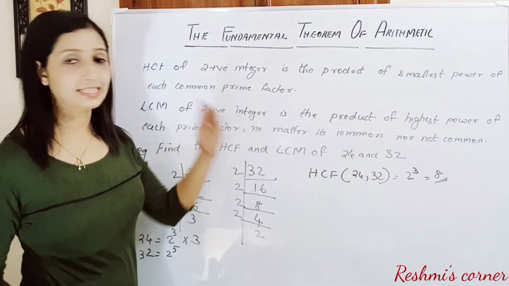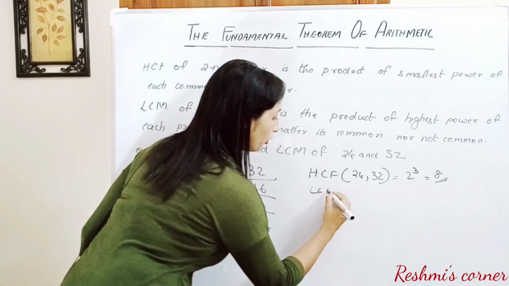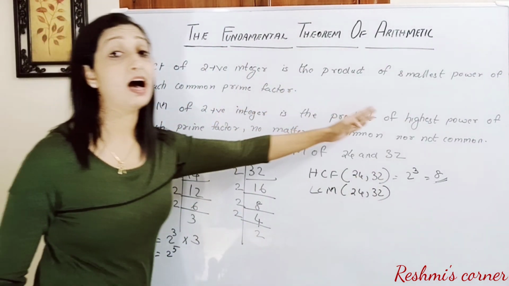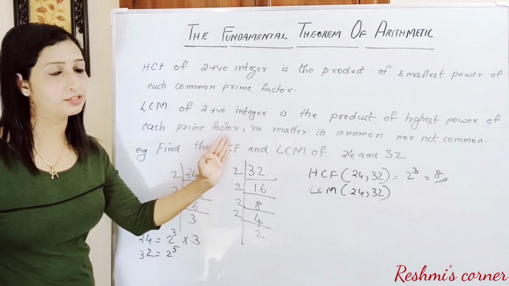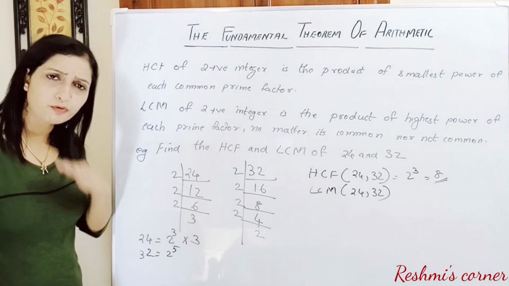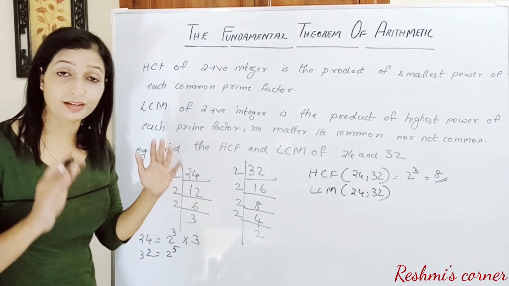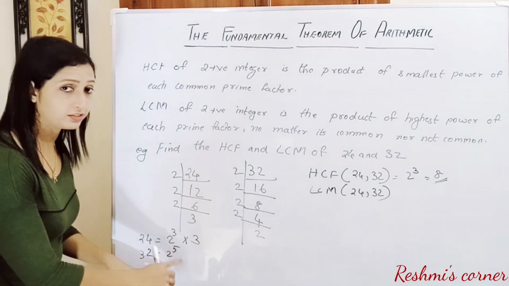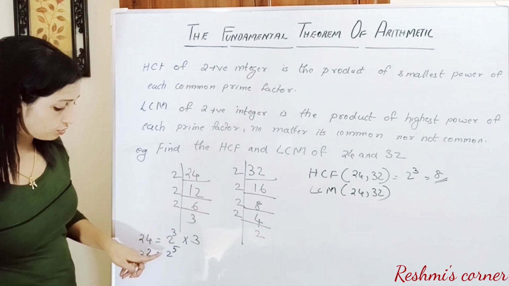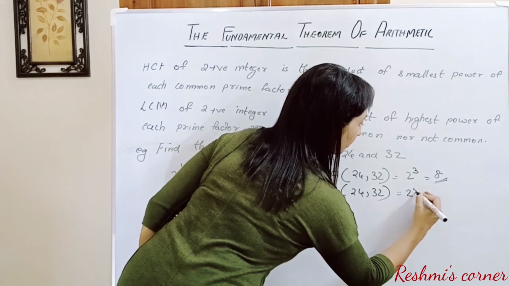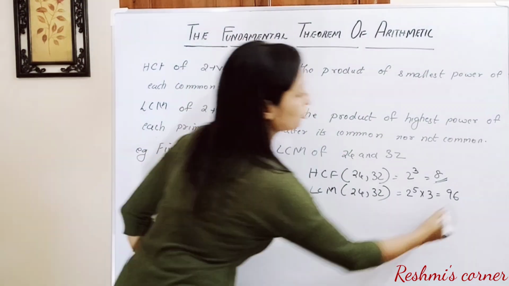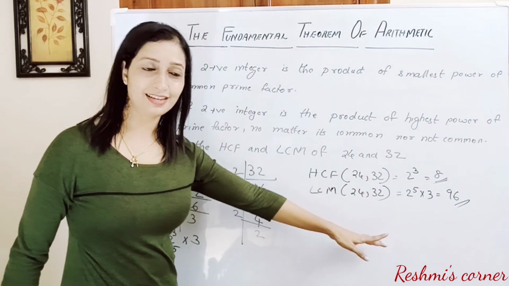Now what is the LCM? LCM of 24 and 32 is defined as the product of the highest power of each prime factor, no matter whether it's common or not common. So you have to write the highest power of each of the prime factors. You need not look whether it is common or not common. So which are the prime factors here? They are 2 and 3. So for both of them we take the highest powers and find the product. So that is 2 raised to 5 into 3, which is 96. So this is our HCF and LCM.